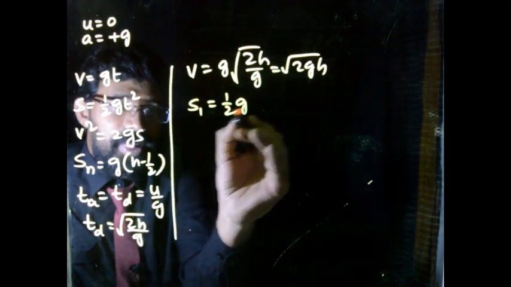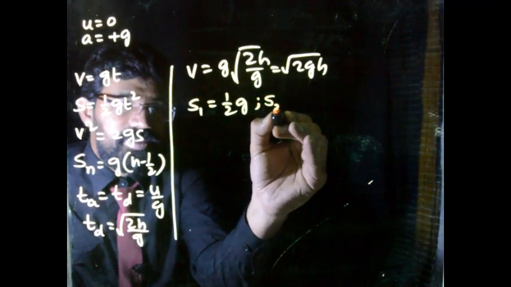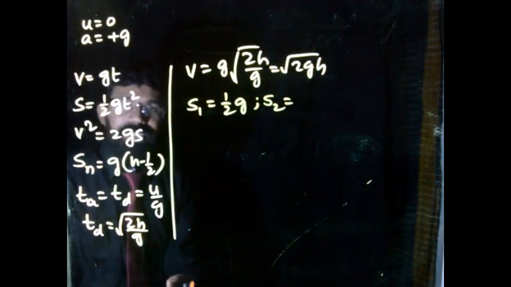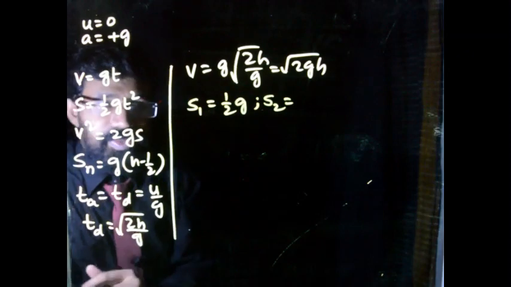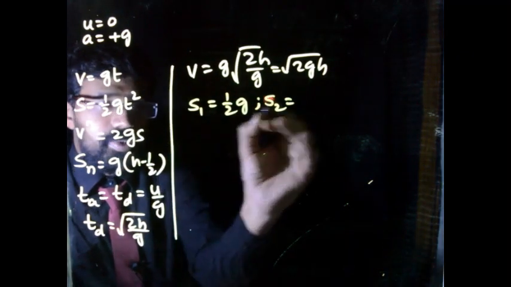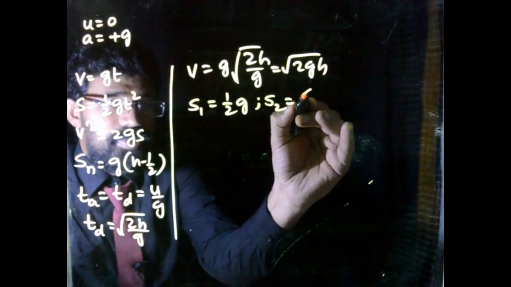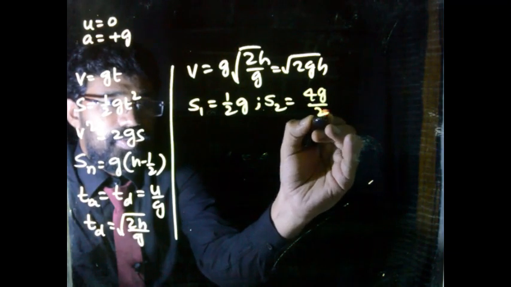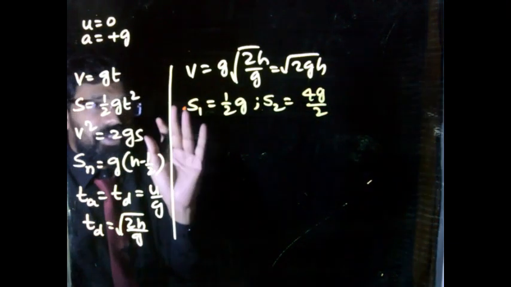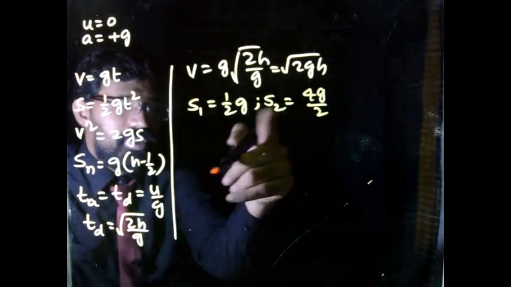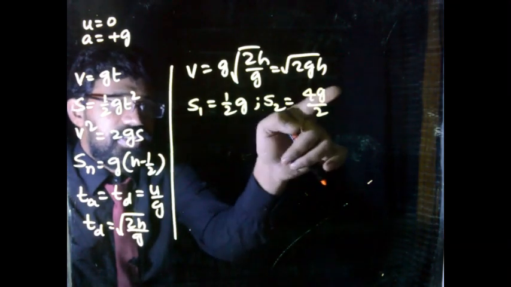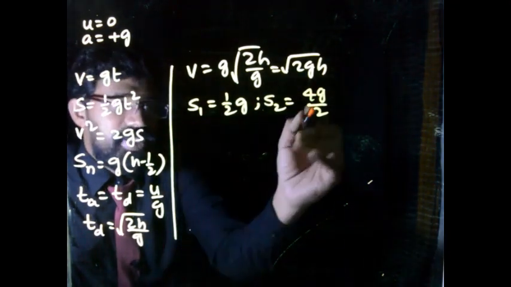What about s2? S2 is the distance covered in 2 seconds. Replace t with 2. What you will get? 2 square is 4. So you will have S2 is equal to 4g by 2. Of course, we can simplify this further, but let us keep it like that. There is a symmetry between all the values. So these two g's get cancelled when you talk about the ratio, isn't it?